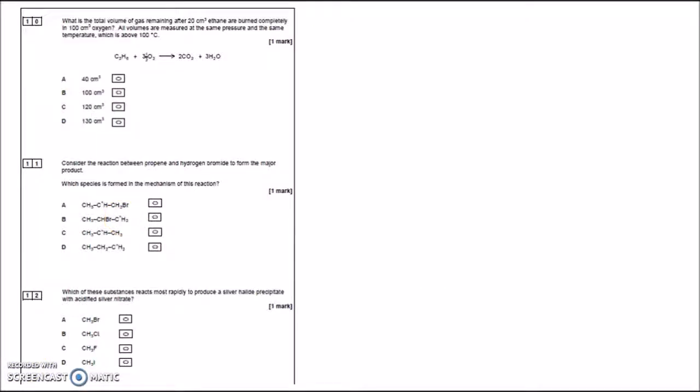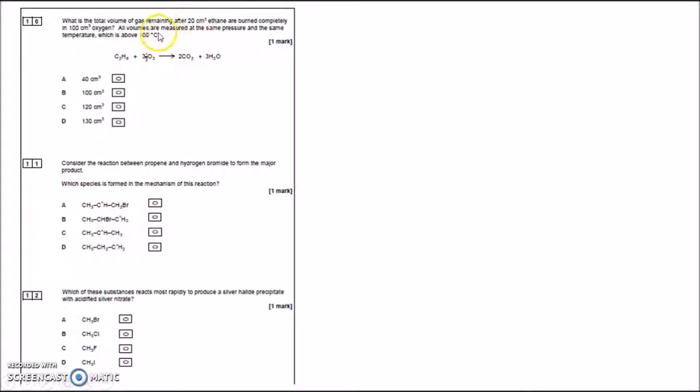Let's have a look at questions 10, 11 and 12 now. What is the total volume of gas remaining after 20 centimetres cubed of ethane, so that's your ethane there, burned completely in 100 centimetres cubed of oxygen? All volumes are measured at the same pressure and same temperature, which is above 100 degrees C. So the 100 degrees C tells you that the water will have boiled, so that'll be steam, water vapour, so that's a gas as well. In other words, everything, the ethane, the oxygen, the carbon dioxide and the steam are all gases.